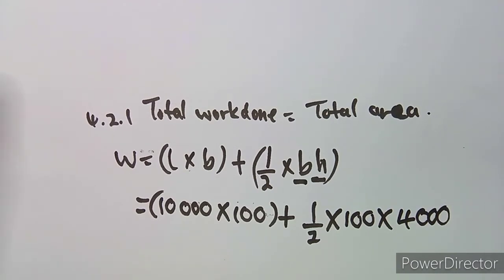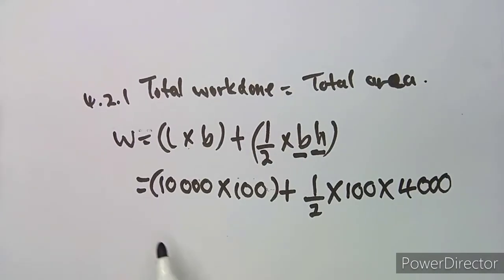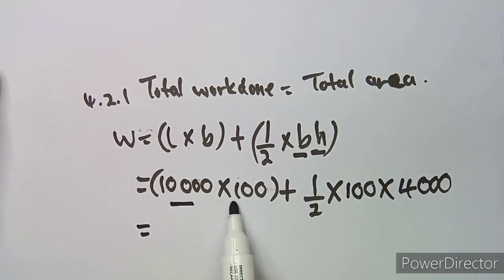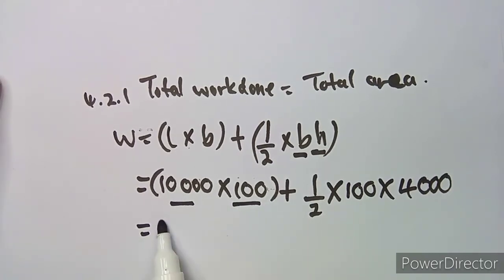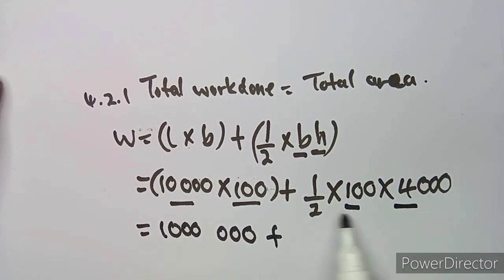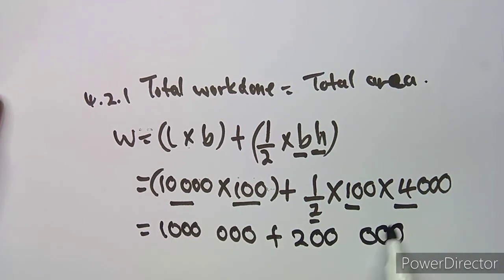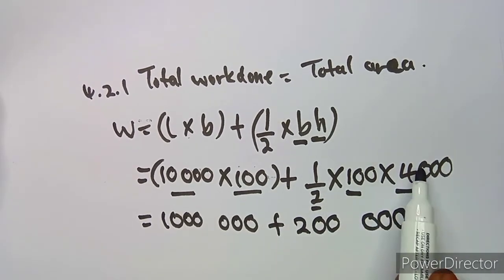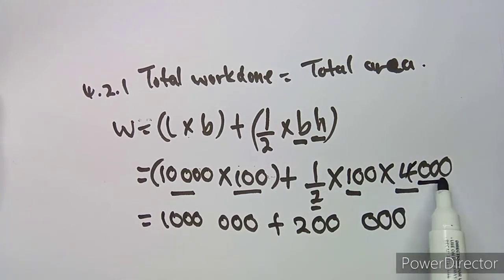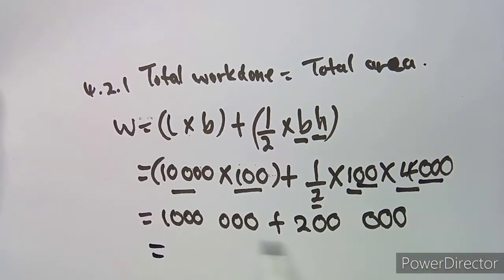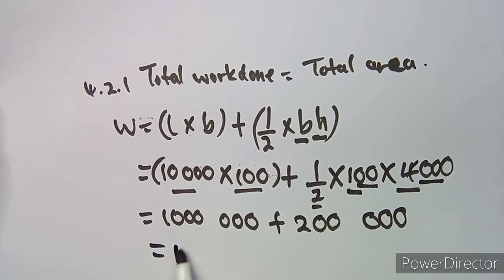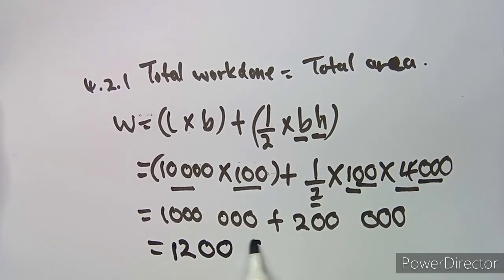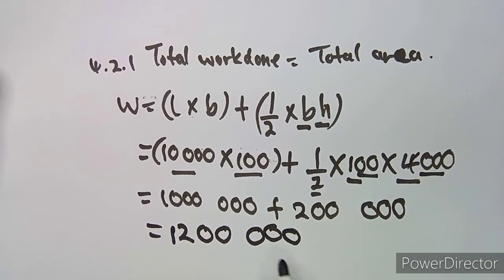All right, so we can combine this. Multiply these two and we obtain 1 million, plus half multiplied by 100 and 4,000, which is 200,000 if I'm not mistaken. You just multiply properly, and then you combine, and this is going to be 1,200,000.